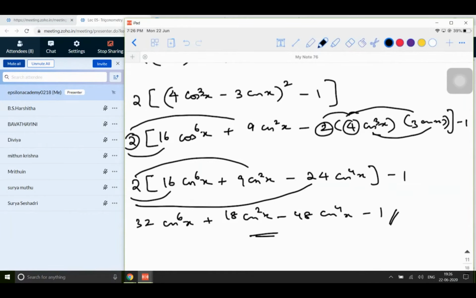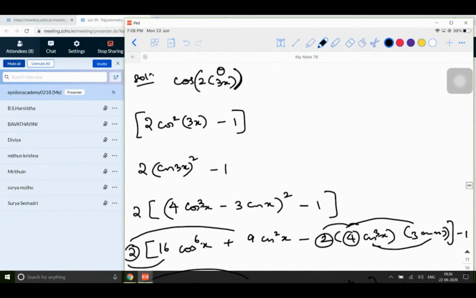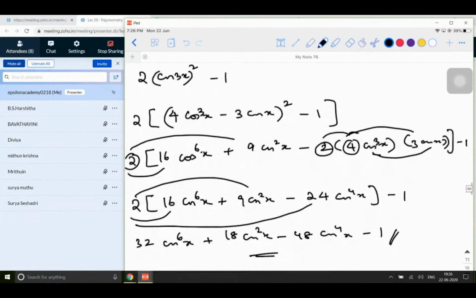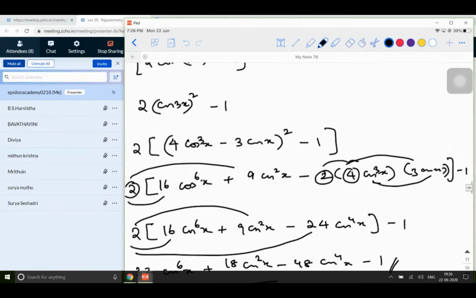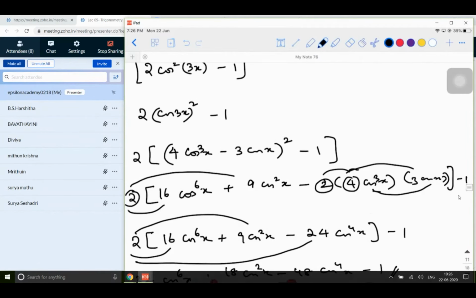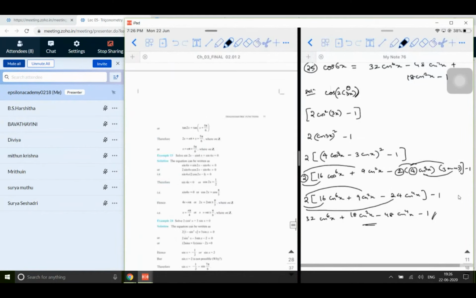So this is the way you are going to proceed. Now you understood why we only choose 2 cos square x minus 1. So this is the final answer.